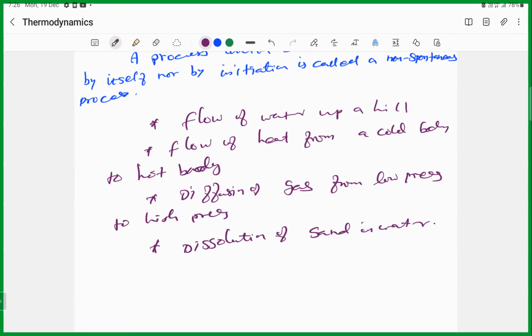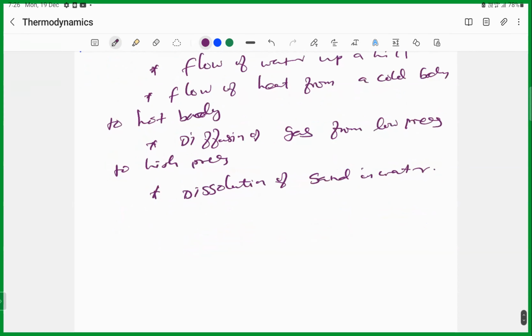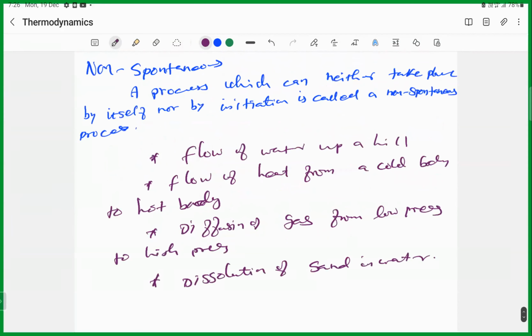So the process, for example, flow of water from upward down the hill is spontaneous, we are telling. So how is it possible? Gravity, sir. Yes, due to gravity it's rolling down the hill. So when you are taking water and adding salt, that dissolves in water, why is it taking place? Chemical reaction, sir. So the sum of the forces which are responsible for the feasibility of the process, we call it the driving force.